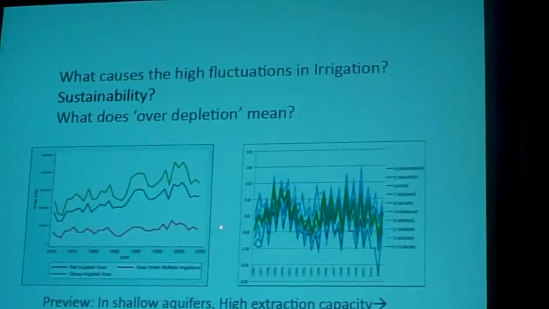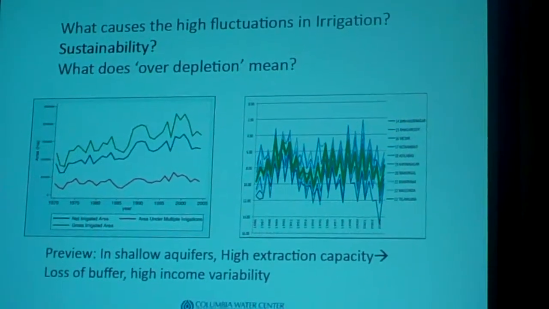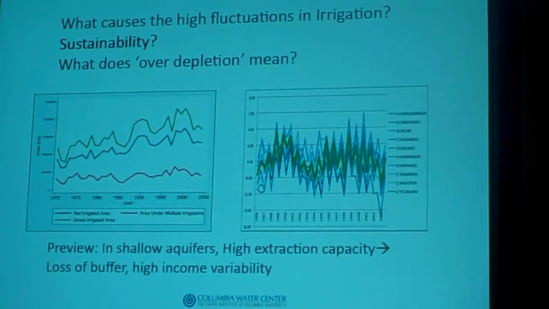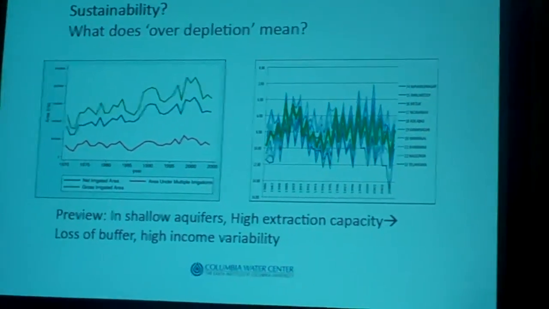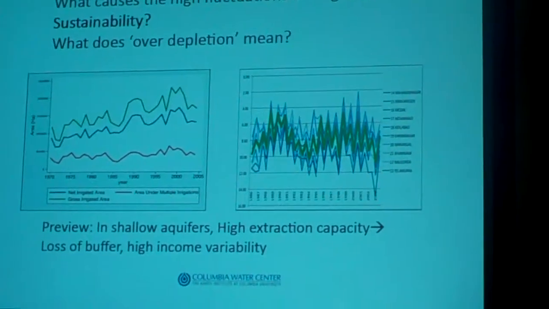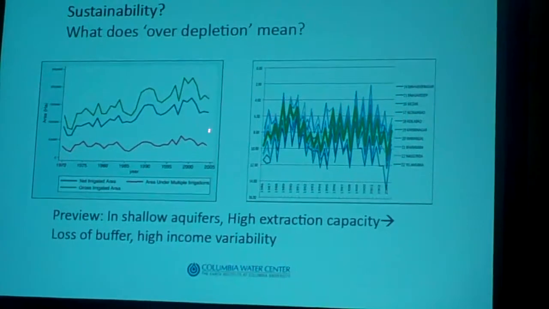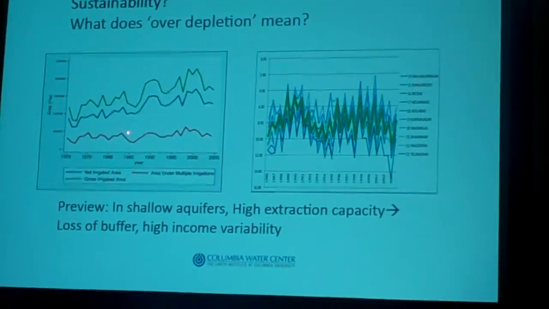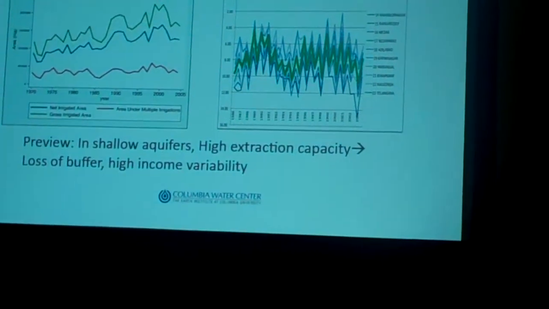So these plots are just plots of irrigated area, net or gross irrigated area, but the important point is that there's also a lot of variability in the irrigated area. So the question we want to address in the study is, first of all, what causes the high variability, the great degree of fluctuation in the water tables, and what causes, even more importantly from the social, from the economic perspective, the high degree of variability in food production from the water perspective, meaning in irrigated areas. And also, what does over-depletion or over-extraction mean in this setting?